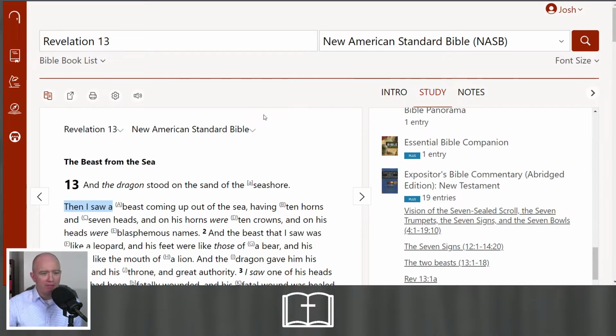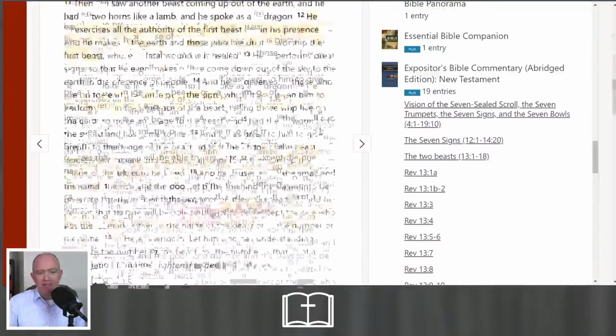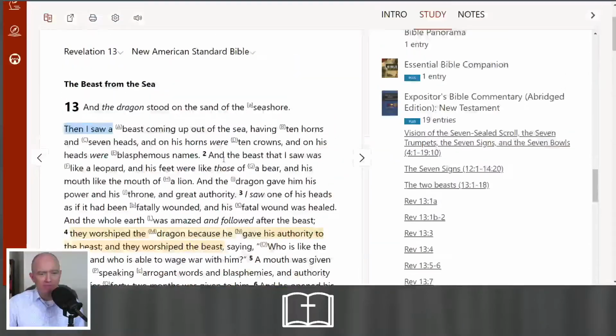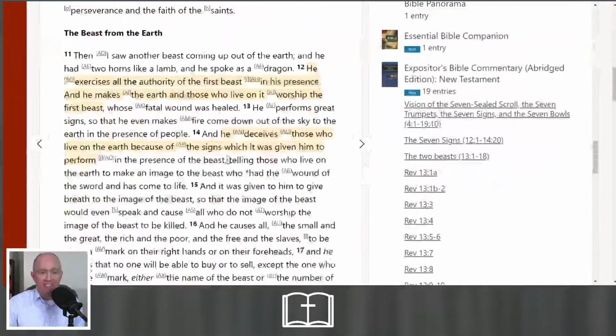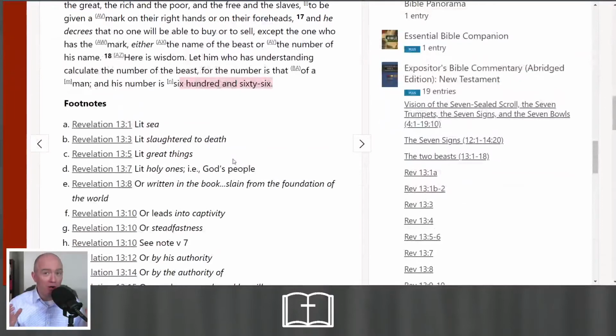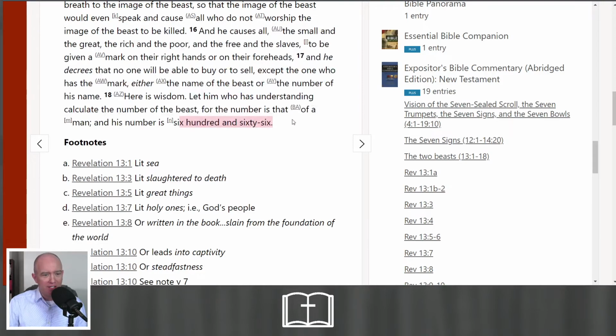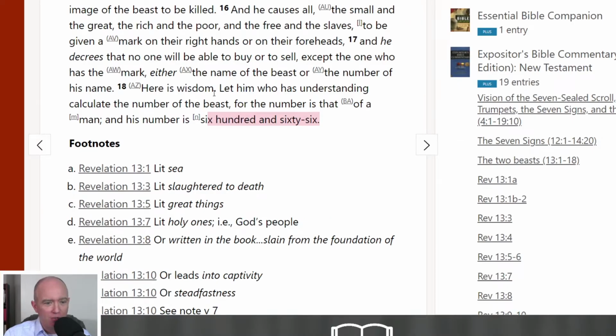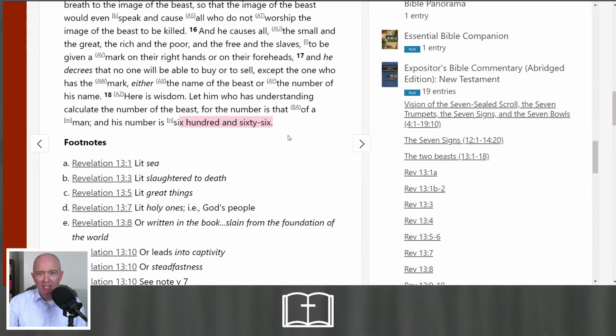So here we are in Revelation 13 at the very bottom, and we've seen already the beast from the sea, the beast from the land, and they're all leading people into false worship. We have the mark of the beast, and then we have this number here to identify the beast. And so we have, here's the wisdom, let him who has understanding calculate the number of the beast, for that number is that of a man, and his number is 666. What does this mean?